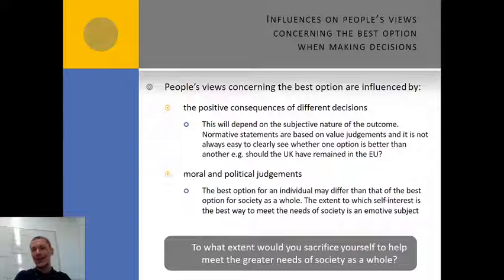And also, when we're making decisions in economics on a positive and a normative basis, we need to think about what might influence people's views when making those choices. Okay, so people's views concerning the best option are influenced by two things. We do like positive consequences, but outcomes and life are always very subjective. Life doesn't always go the way that we want it. Normative statements are based on value judgments, and it's not always easy to clearly see whether one option is better than another. We come back to the idea of Brexit.